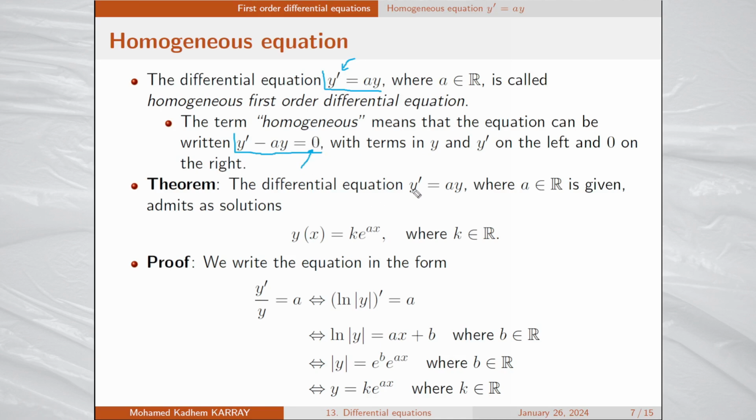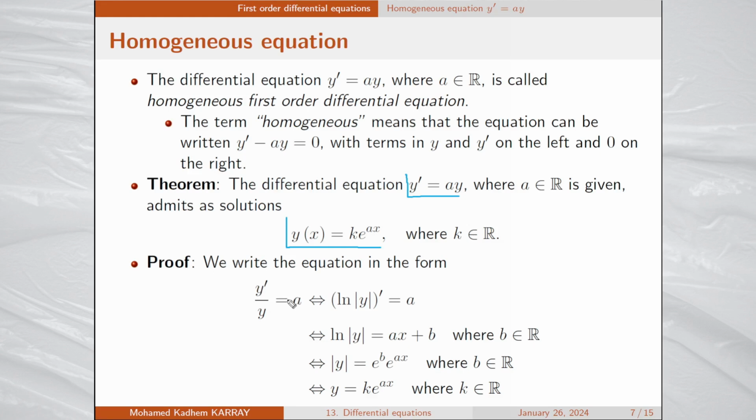So the solutions of this equation are given by the following theorem. The differential equation y prime equals ay admits as solutions y of x equals k multiplied by exponential ax for an arbitrary constant k. Let's see the proof together.